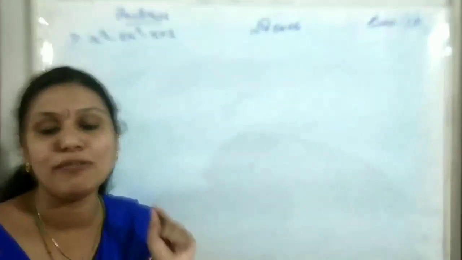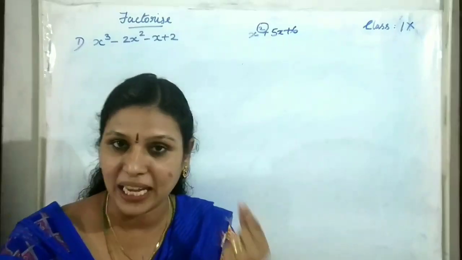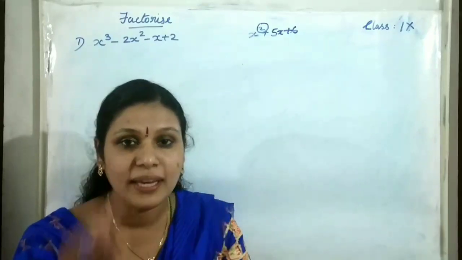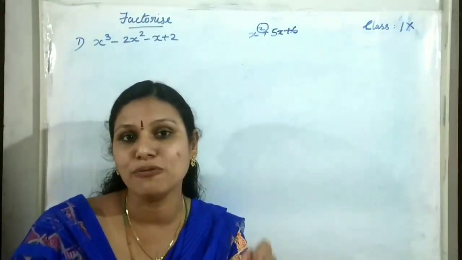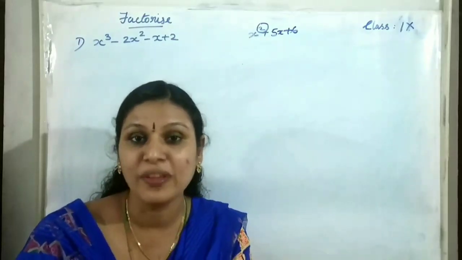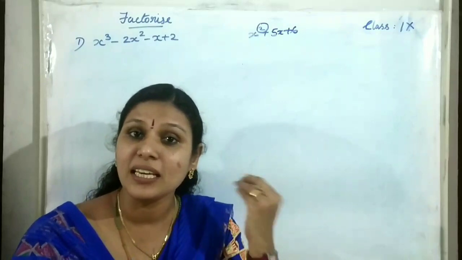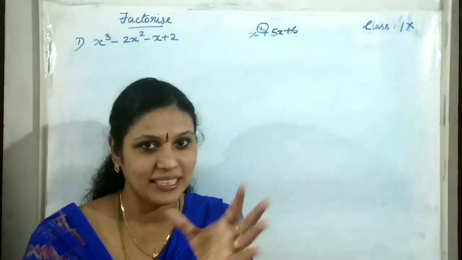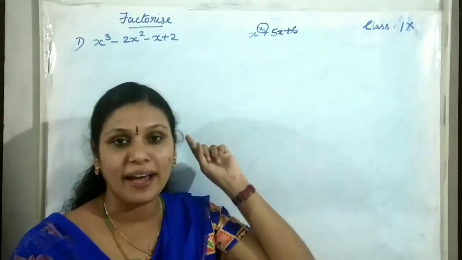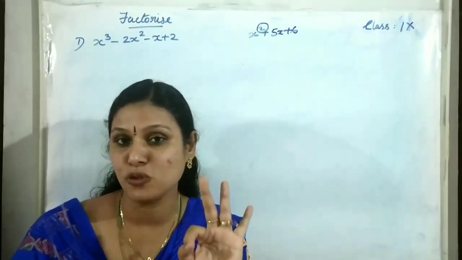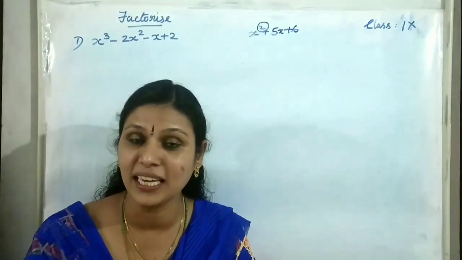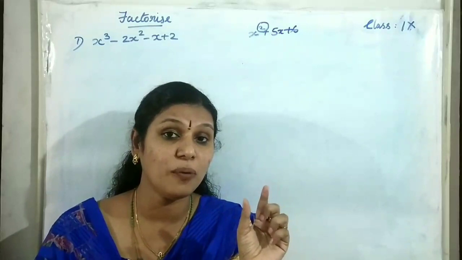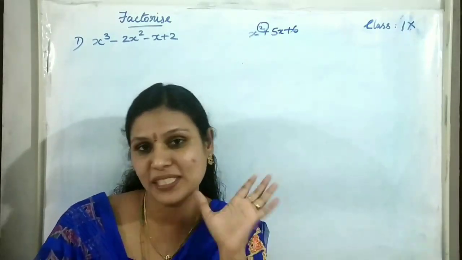The first factor we find by using the factor theorem. That means we find p of 1, p of minus 1, p of 2, p of minus 2, and so on. For whichever value we get the polynomial as 0, that gives the first factor. That is, if p of a equals 0, we can say that x minus a is a factor. That is the factor theorem. Like that we find p of 1, p of minus 1, p of 2, p of minus 2, p of 3, p of minus 3, and we continue. For whichever value the polynomial is 0, that gives the first factor.